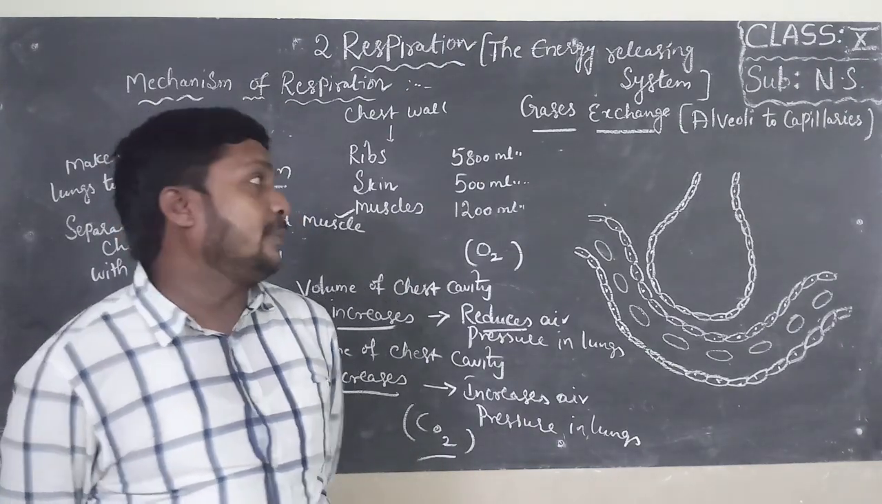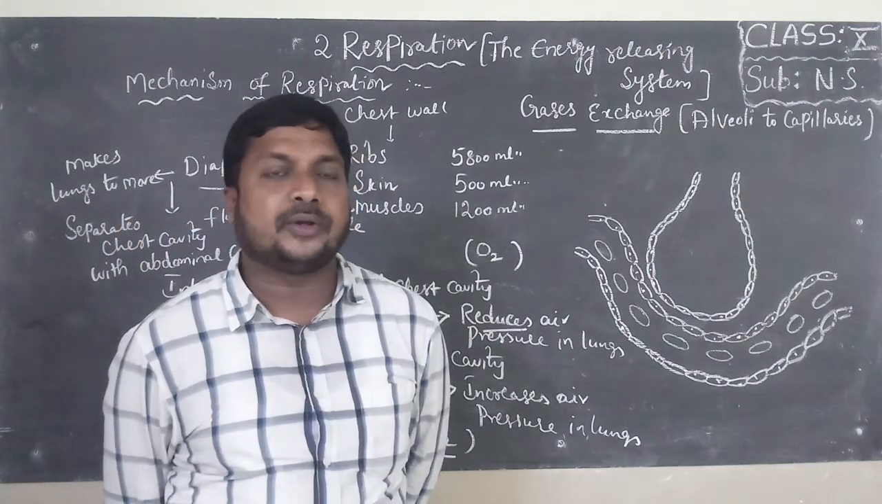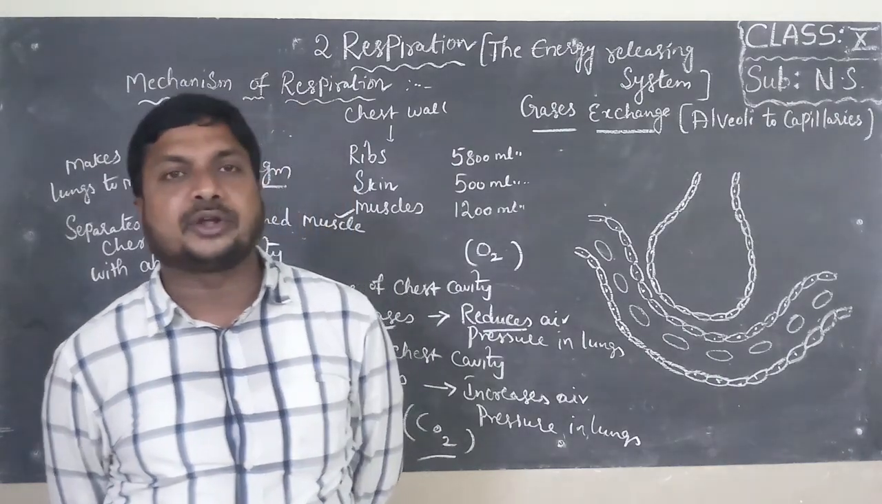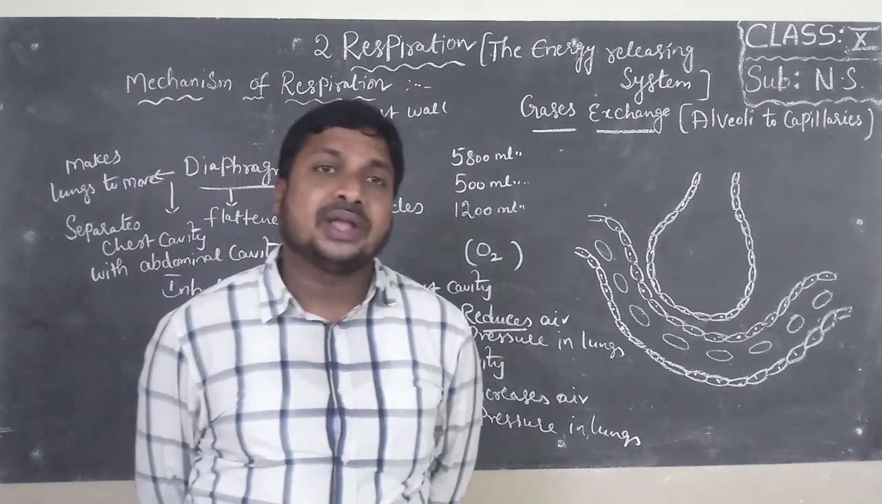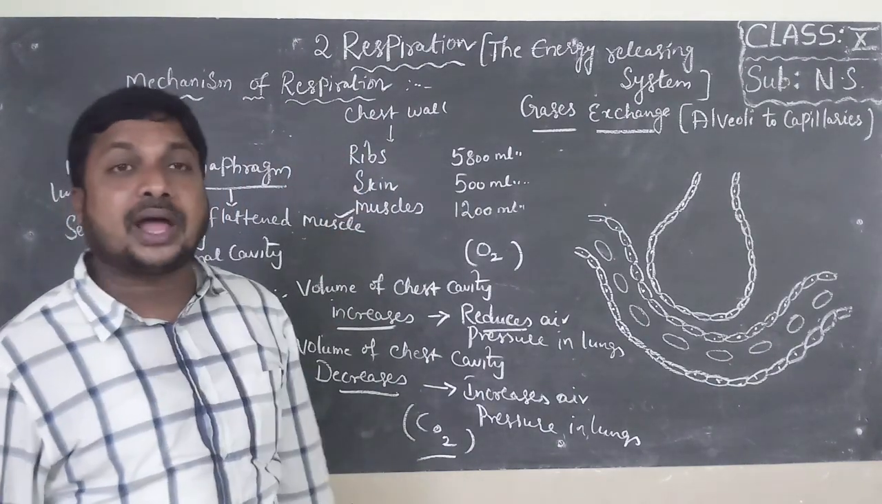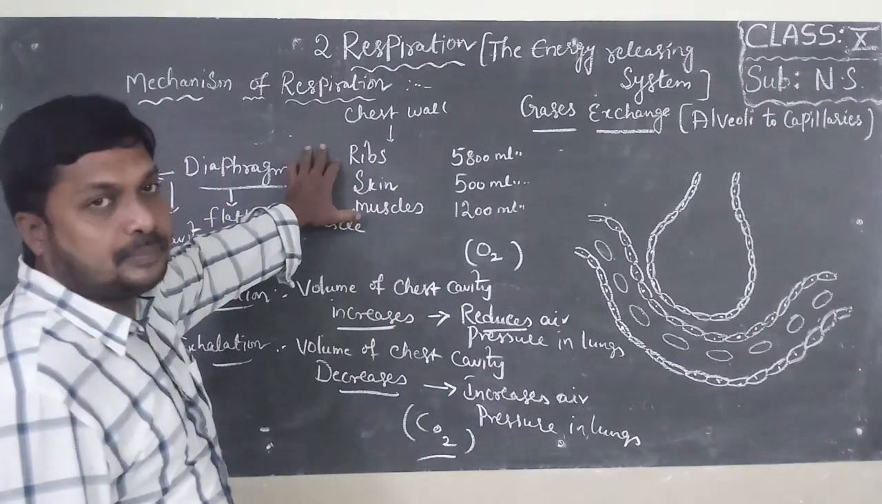Lungs are surrounded by a double-layered membrane called pleura. Very important from the exam point of view: lungs are surrounded by a double-layered membrane called pleura, filled with fluid called pleural fluid. So, lungs are protected by ribs and by pleural fluid, and also by the back. That is the protection of the lungs.